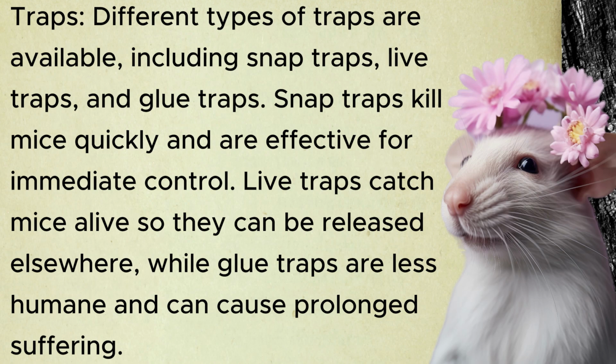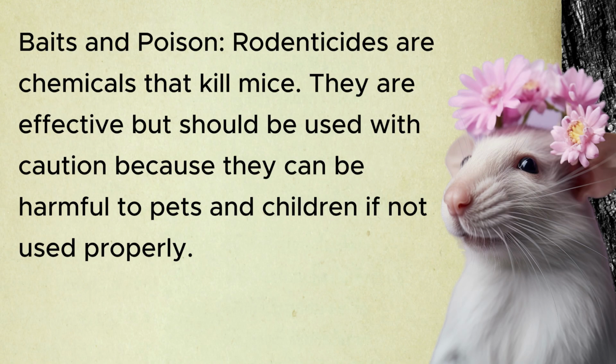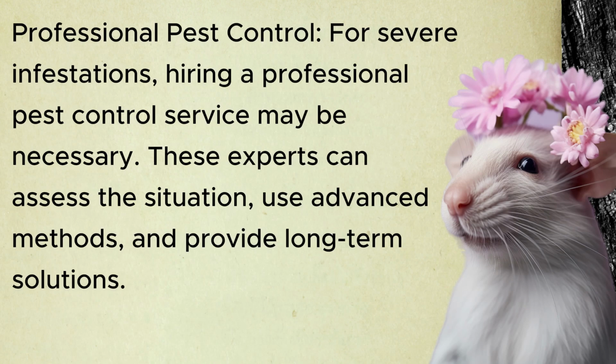Snap traps kill mice quickly and are effective for immediate control. Live traps catch mice alive so they can be released elsewhere, while glue traps are less humane and can cause prolonged suffering. Baits and poison. Rodenticides are chemicals that kill mice. They are effective, but should be used with caution because they can be harmful to pets and children if not used properly. Professional pest control.